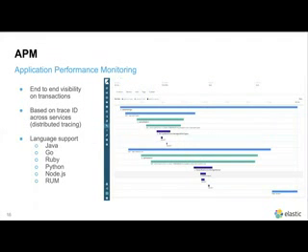So APM, let's talk a bit about APM, application performance monitoring. So APM gives you end-to-end visibility on transactions. So whether you're looking at Java, Go, Ruby, Python, Node.js, real user monitoring, or RUM, you have support for embedded agents that can instrument those instruction sets.